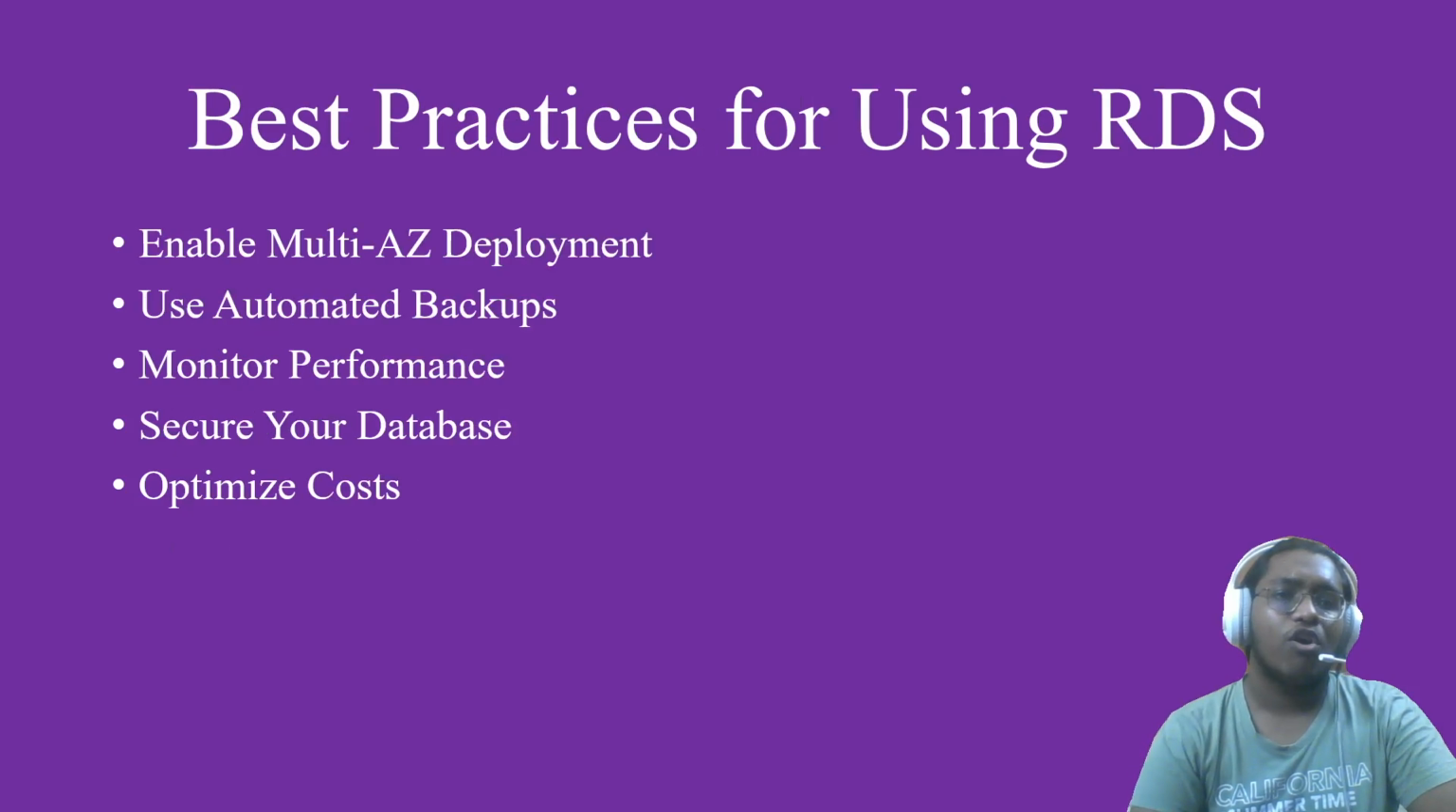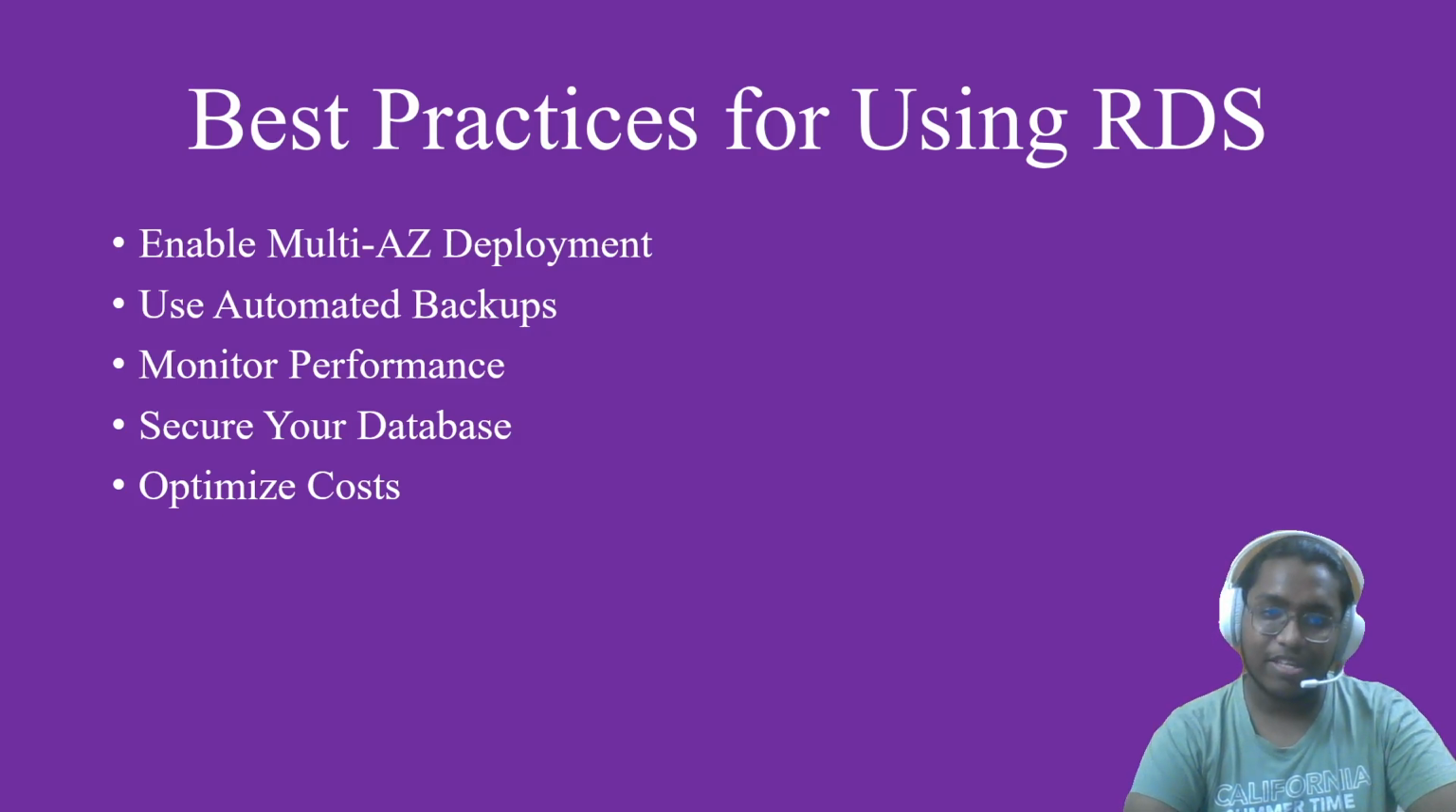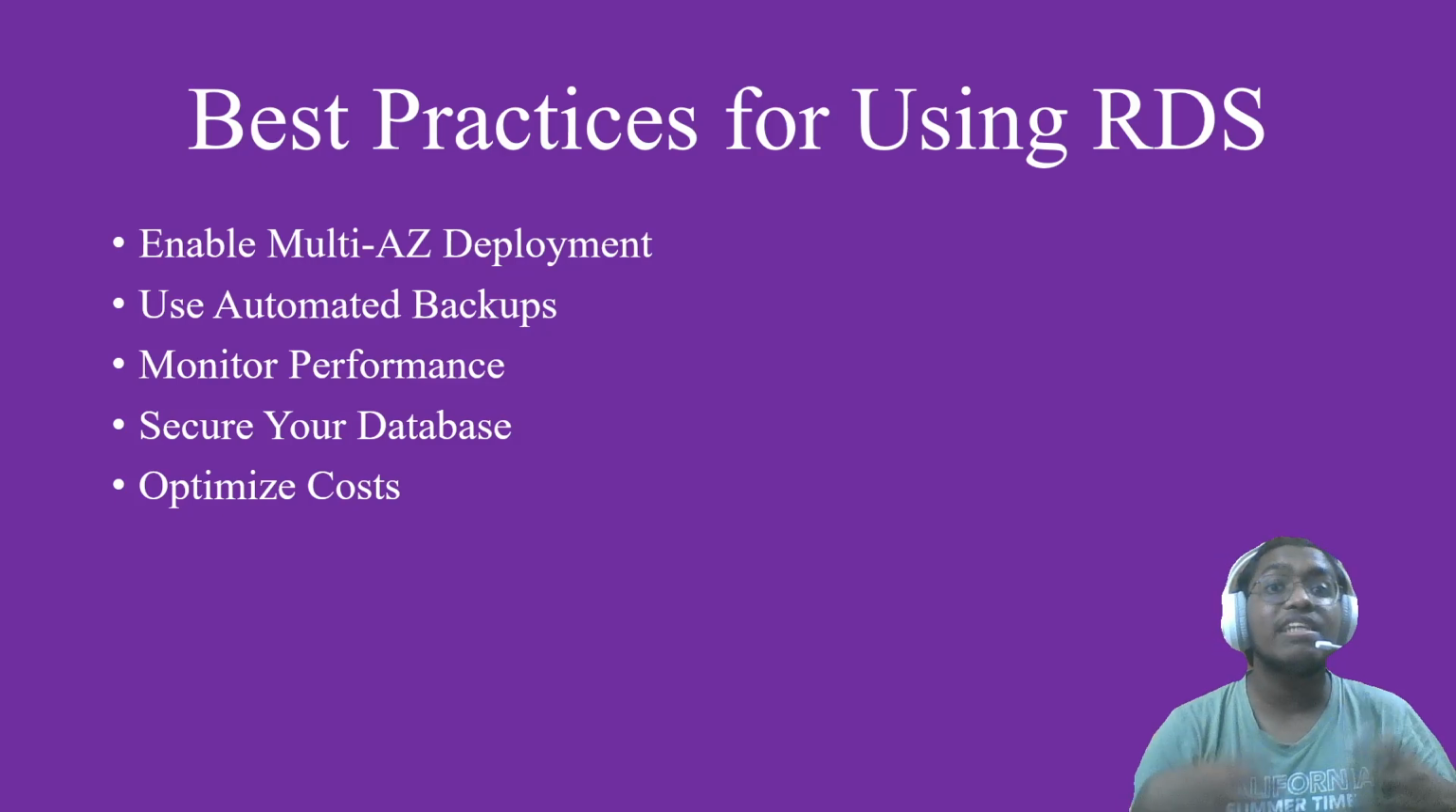And now for our best practices. Before we wrap up, here are some best practices for using RDS effectively. At first, we have enable multi-AZ deployment. For production workloads, enable multi-AZ deployment to ensure high availability and automatic failover. Then we have use automated backups. Configure automated backups to regularly back up your database and ensure data recovery in case of failure.